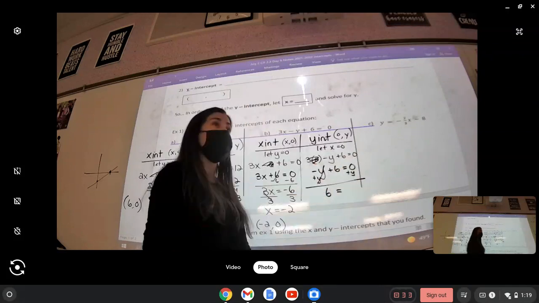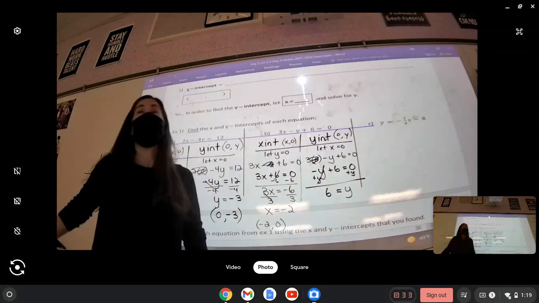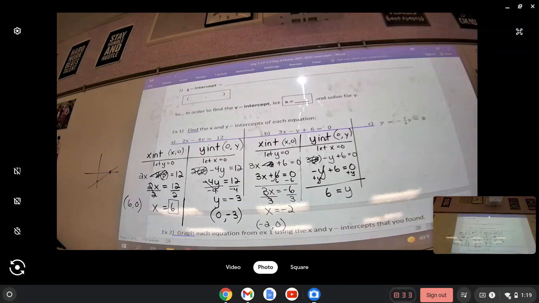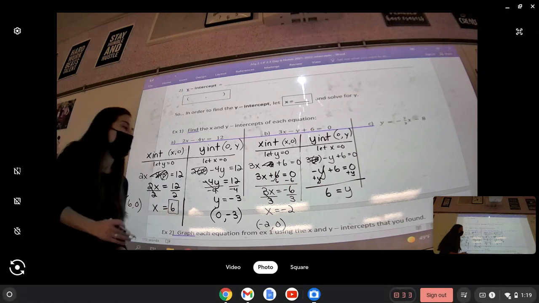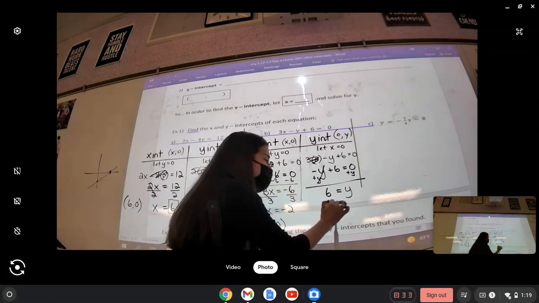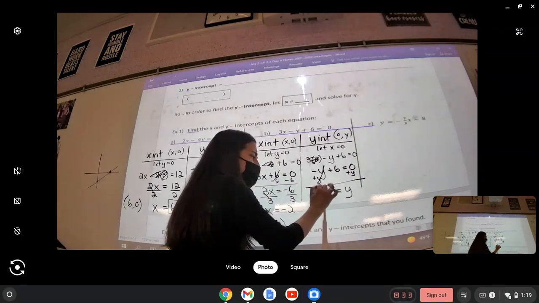So what's 0 plus y? y is 6. So again, if you don't like that, you can divide -6 by -1. That's another way to get y by itself. Sometimes it's easier just to move the y and not the number. That means the y-intercept is 6. That would be your answer on Delta Math, the 6.